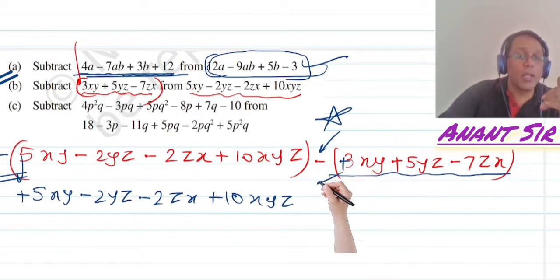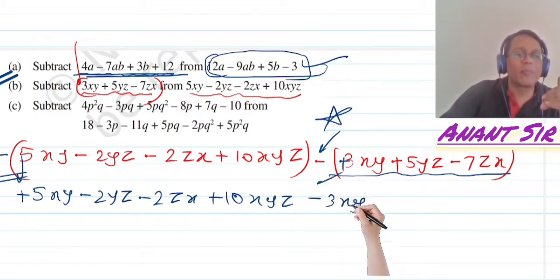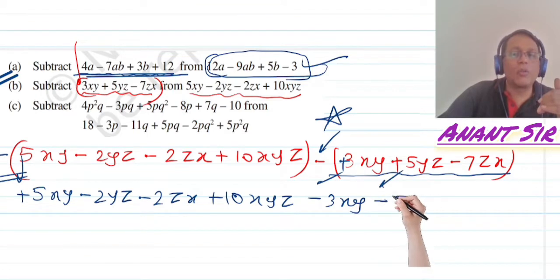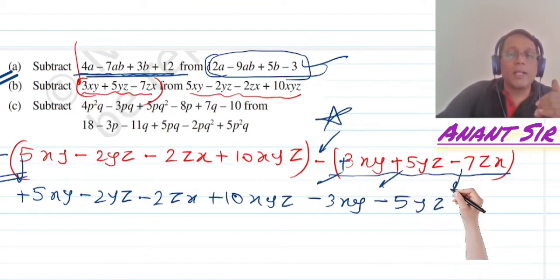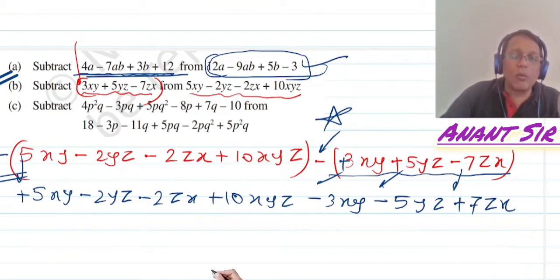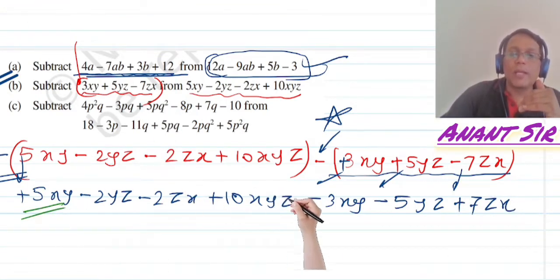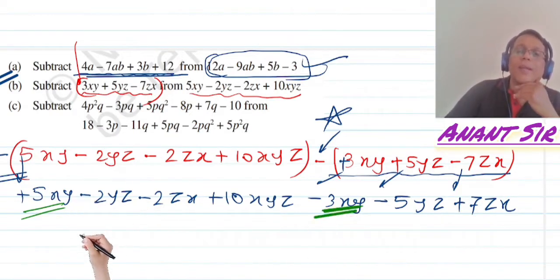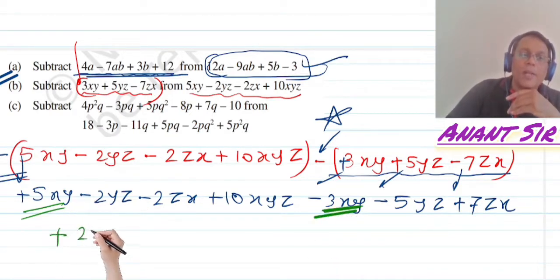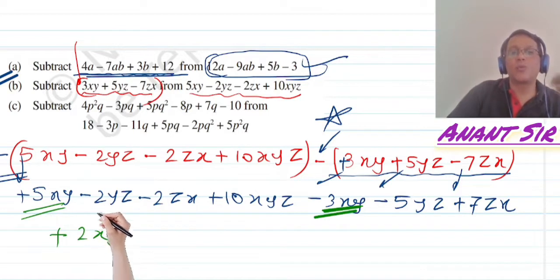Okay, so this plus will become minus, this plus will also become minus, and this minus will become plus 7zx. Now we are going to solve this further. So now let's see, plus 5xy minus 3xy. Different sign, so we subtract, give sign of bigger number, plus 2xy.